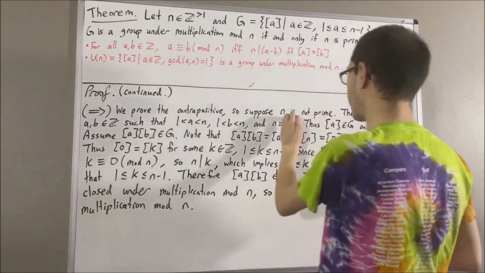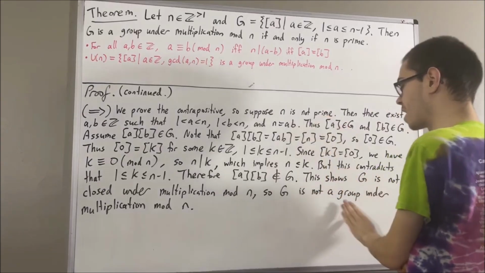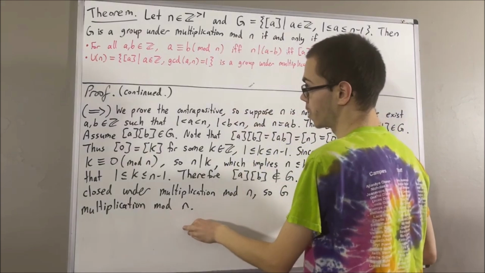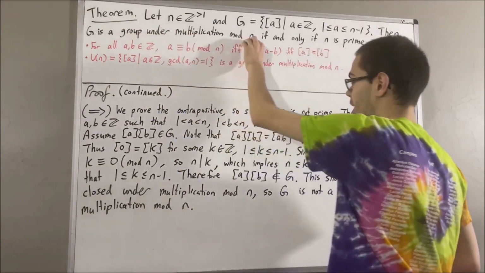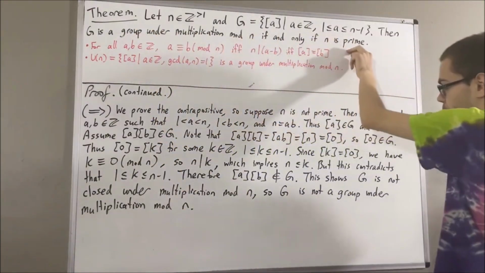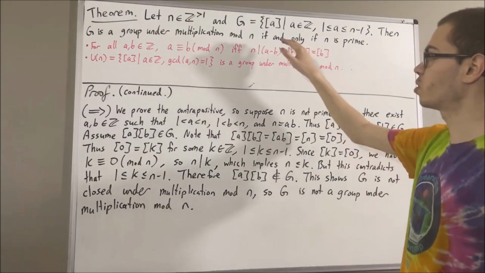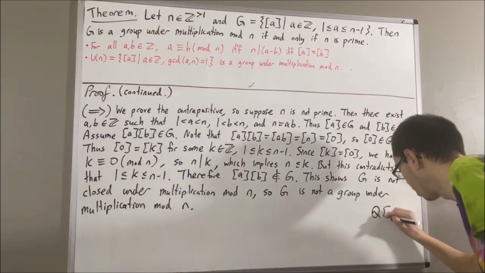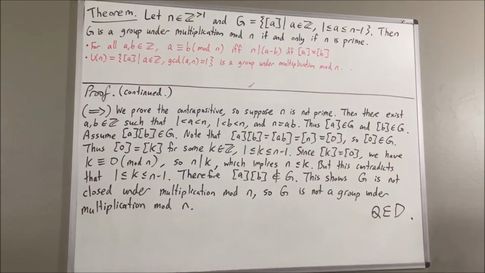And so we have shown if n is not prime, then G is not a group under multiplication modulo n. By the contrapositive, that tells us if G is a group under multiplication modulo n, then n is prime. So we have proven both directions of the if and only if. So this completes the proof. And so yeah, that's pretty much it for this video.